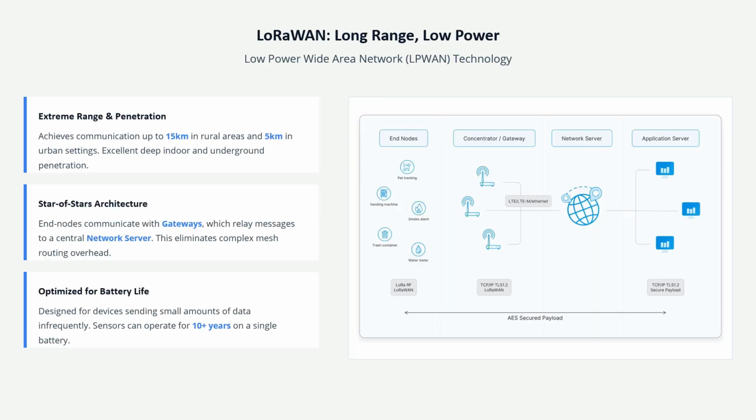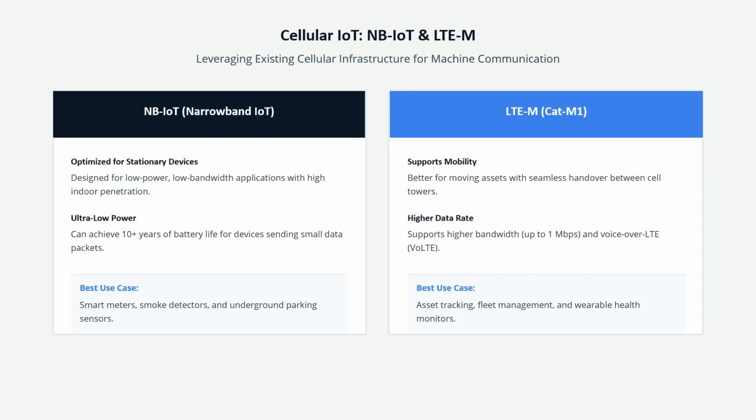For long distances, we use LoRaWAN. LoRaWAN can transmit data up to 15 kilometers in rural areas. It is designed for small data packets sent infrequently, allowing sensors to operate for years on a single battery. It uses a star-of-stars architecture, where end devices communicate with gateways. LoRaWAN is ideal for smart agriculture and smart city applications.